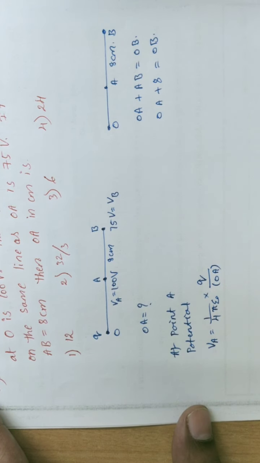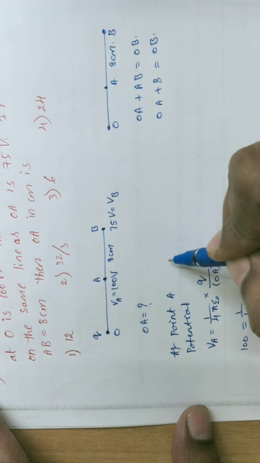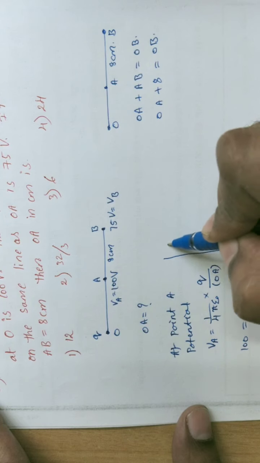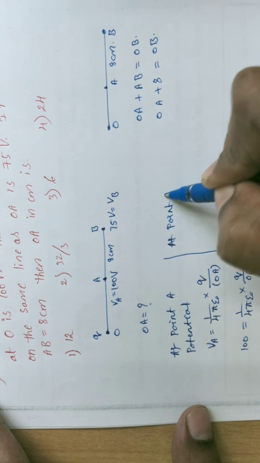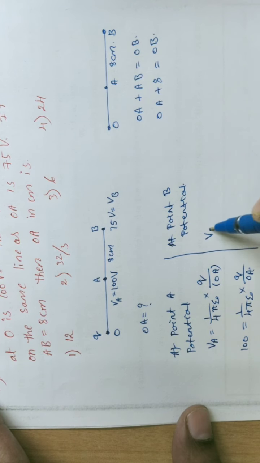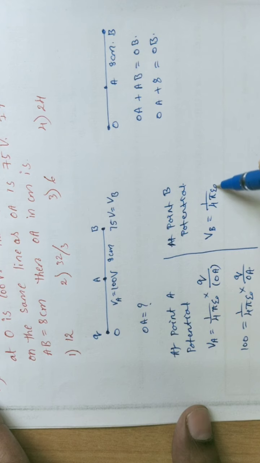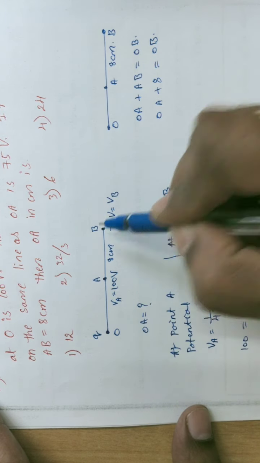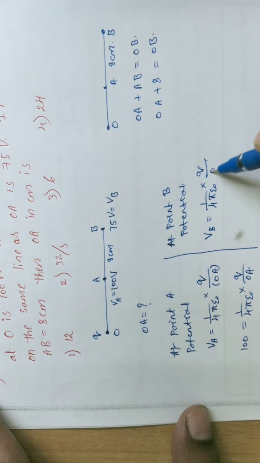This I am representing as OA. Here already 100 volts is given. So 100 is equal to 1 by 4 pi epsilon naught into Q divided by OA. In the similar manner at point B also we can choose the potential. VB is equal to 1 by 4 pi epsilon naught into Q divided by OB. So 75 is equal to 1 by 4 pi epsilon naught into Q divided by OB.